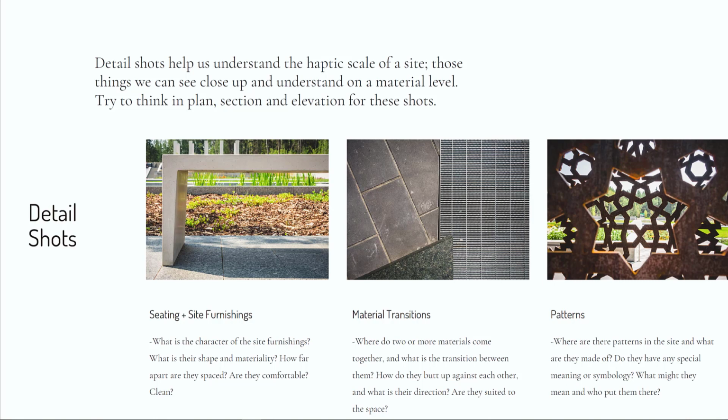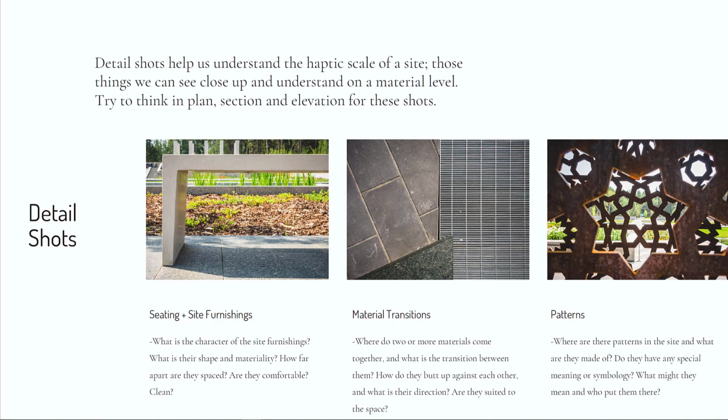So what is the character of the site furnishings? When you look around your space, do you see repeated elements like certain types of benches, certain types of garbage cans or lighting fixtures? Are there a pattern of signs that go along the street? What is the shape and materiality of these site furnishings? How far apart are they spaced? And test them out. Are they comfortable? Do they feel clean? Are they things you want to use? These are all little notes that you can make as you walk around your site.